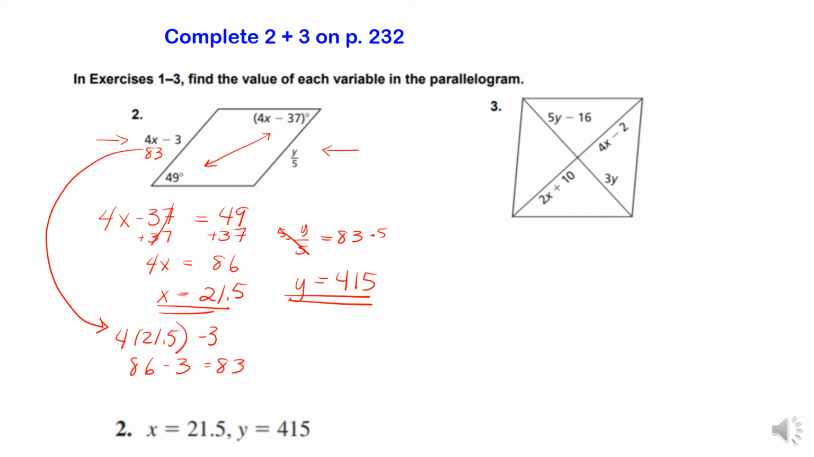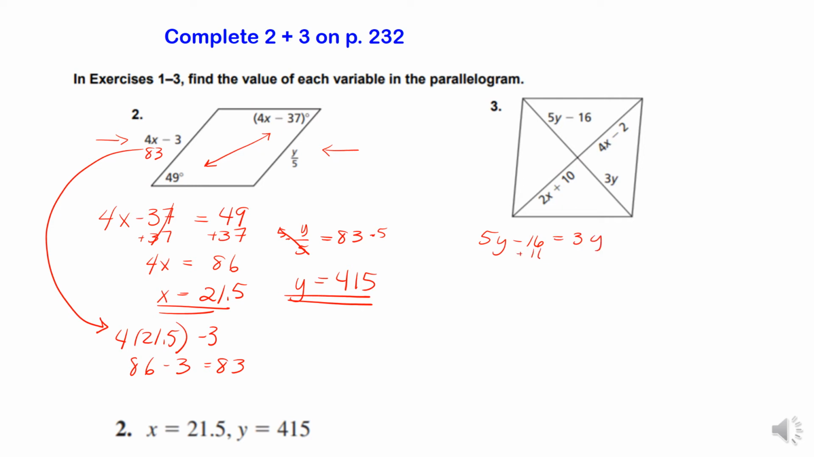Okay, over here we can see that both diagonals have only one variable, so we can use either one. We're going to use the parallelogram diagonals theorem here. So we can say 5y minus 16 equals 3y.